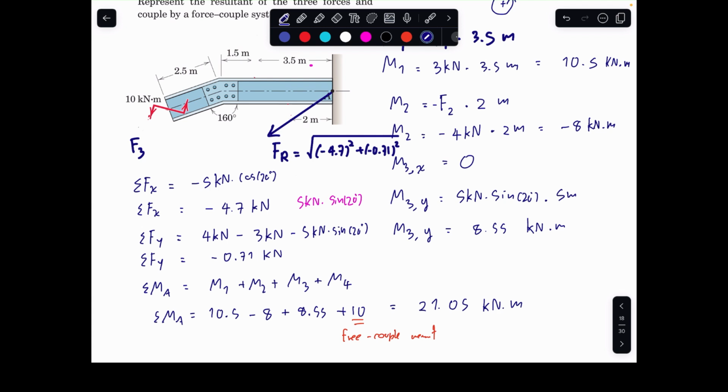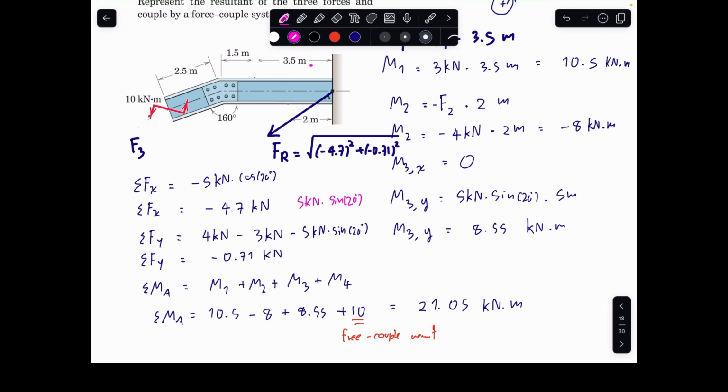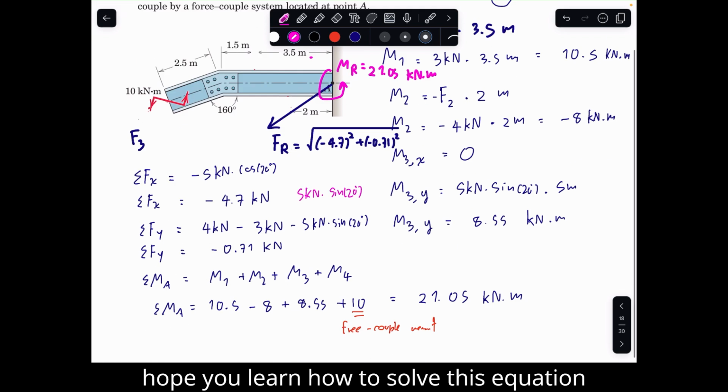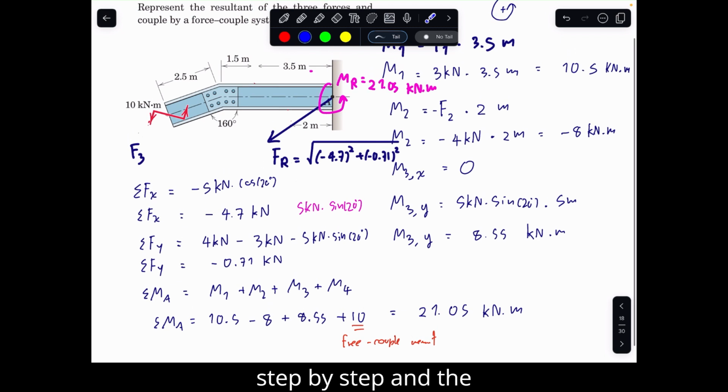Now the resultant moment is on the positive side, right? So this should give us MR equal to 21.05 kilonewton meter. Now that is the end of this question. I hope you learned how to solve this question by my solution step by step.